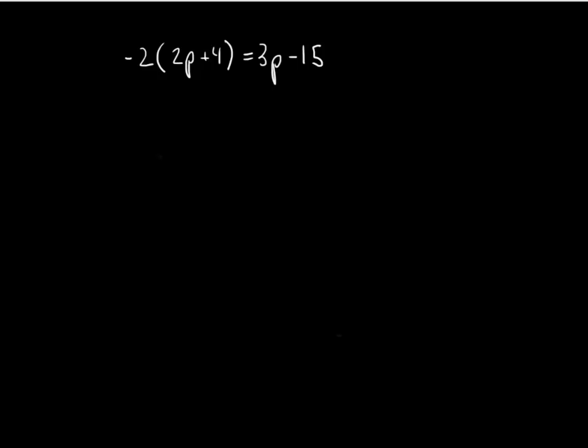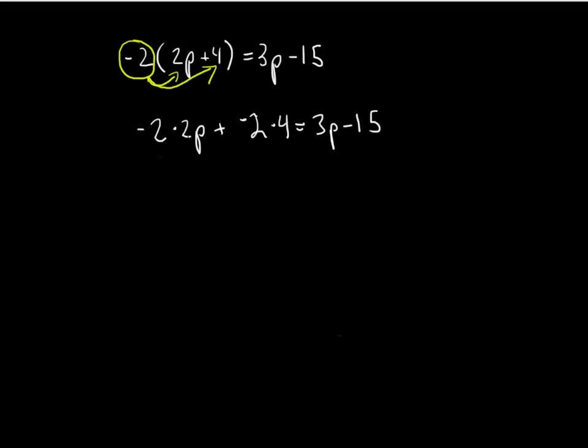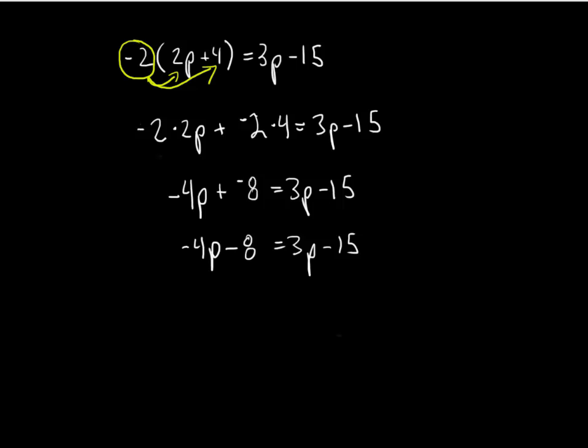Here's number 8. Always take the negative with you when you distribute. -2 times 2p plus -2 times 4. -2 times +2 is -4, so the first term is -4p. Again, -2 times 4 is -8, so the second term is -8. You can rewrite your addition of a negative as subtraction if you wish, and then go about solving the problem just as you did on the front side of the paper.